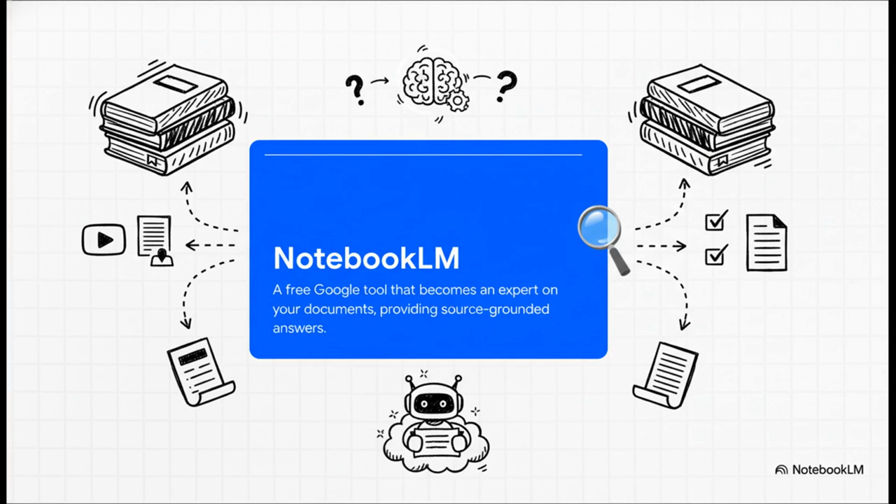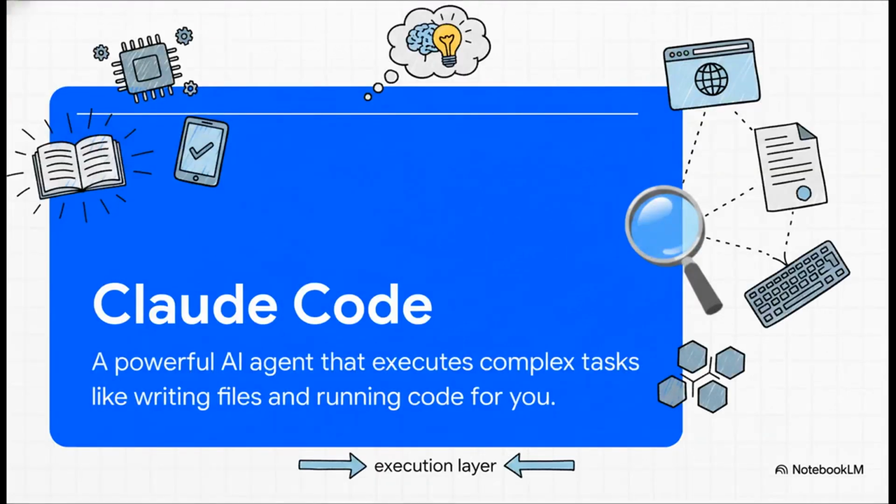This tool is like a pre-processing layer. You give it all your sources, YouTube links, articles, PDFs, whatever, and it becomes an expert on only that material. Now, the absolutely crucial part here is that its answers are source-grounded. That means it literally tells you exactly where it found the information, which almost completely eliminates those pesky hallucinations.